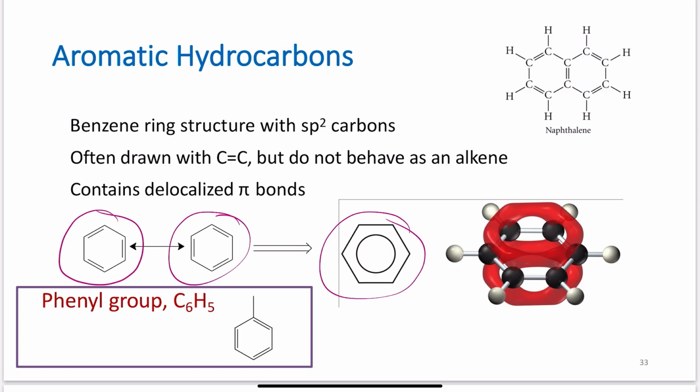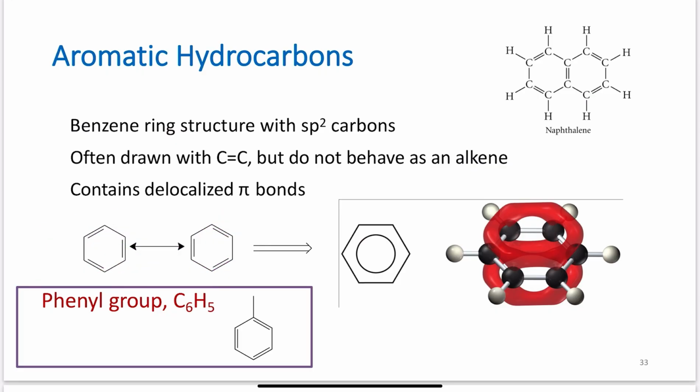Don't draw that in Dr. Minter's class. He doesn't like that. Okay? But it's the kind of hybrid of the resonance structures. So often drawn with the carbon double bond, which is what's shown in these structures here.